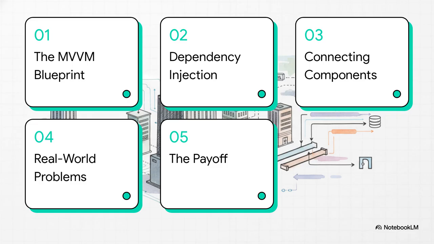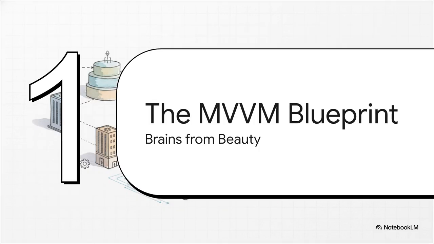All right, so here's our game plan. We'll kick things off with the MVVM blueprint, then we'll see how dependency injection helps us put all the pieces together. After that, we'll look at how these separate parts actually talk to each other, how the whole system handles real-world problems, and finally, what the big payoff is for all this careful planning. Let's start right at the foundation.